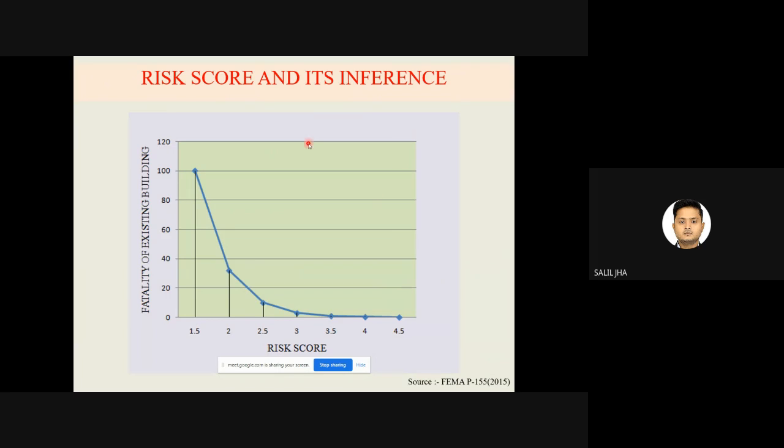So now moving on to the next slide, which is headed risk score and its inference. So how are we going to infer the risk score we obtain in terms of fatality of existing building? From this slide, it can be inferred that as the risk score decreases, the fatality of existing building increases as compared to new building. For example, if I select an RBS and risk score of 2, then the existing building has 32 times more fatality than the new building.